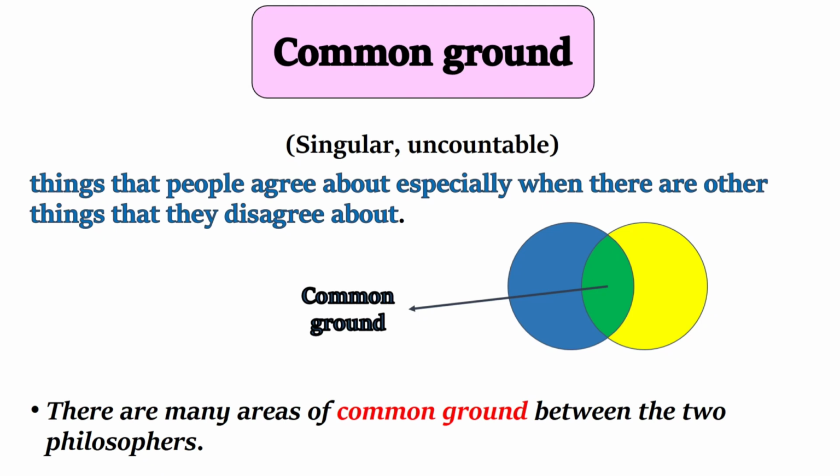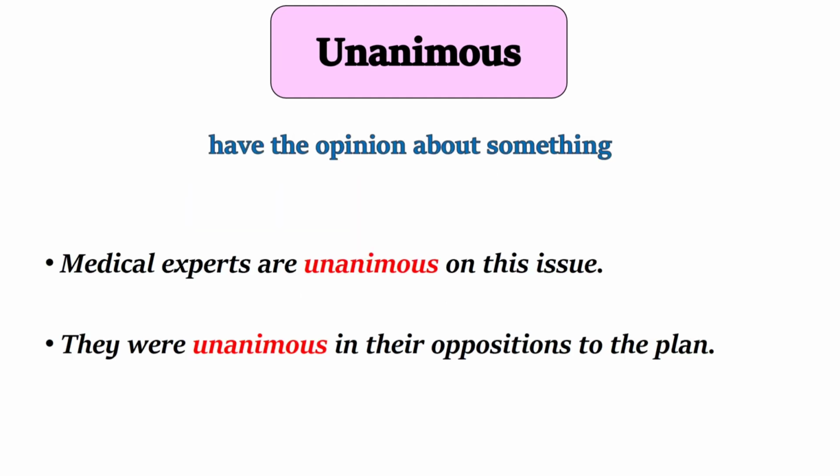For example, there are many areas of common ground between the two philosophers. Next is unanimous. It means to have the same opinion about something. Examples: medical experts are unanimous on this issue. They were unanimous in their opposition to the plan.